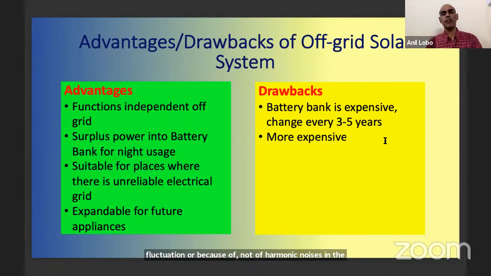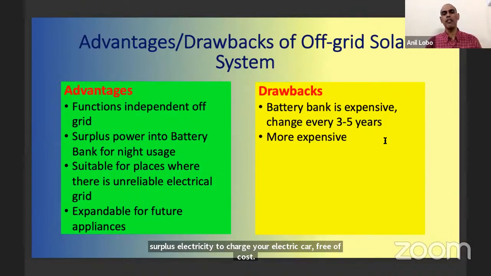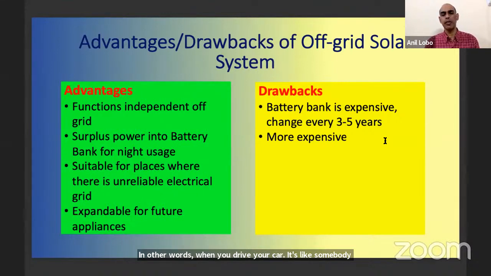And there's a third reason. People are now migrating towards electric vehicles. So if you have an electric vehicle, especially an electric scooter or an electric car, you can use your surplus electricity to charge your electric car free of cost. In other words, when you drive your car, it's like somebody putting free petrol into your car. So off-grid systems are becoming very popular to charge your vehicles, and they're becoming very popular all over the world too.